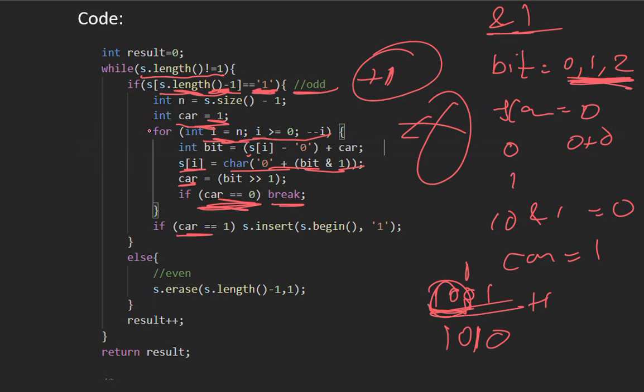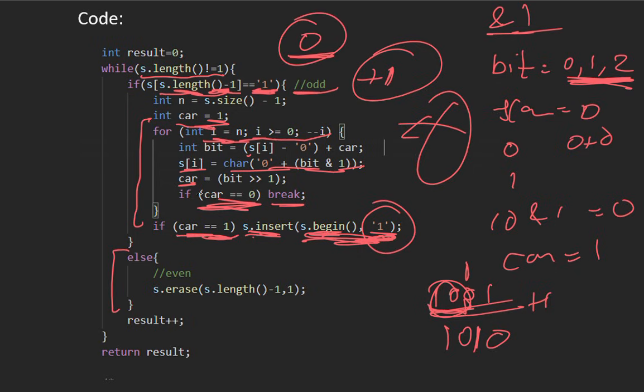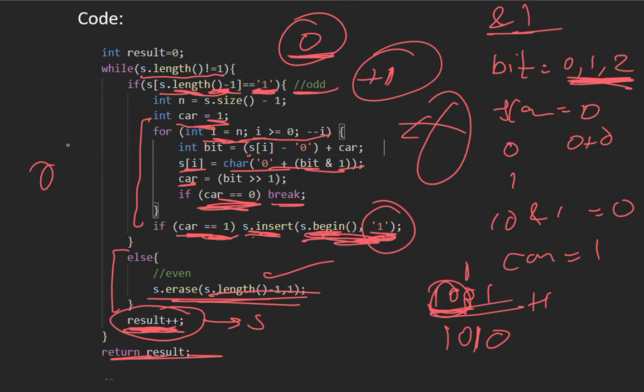And after this loop, if carry is equal to 1, that means we have to add a new element to the string. So we insert a new element to the string at the beginning, right? So we are passing the pointer and the character that we have to add. The second case is, suppose the last character is 0, so we just remove the last character and increment our steps by 1, and at the end we return the result. So in the worst case the time complexity of this approach can be big O of n square.